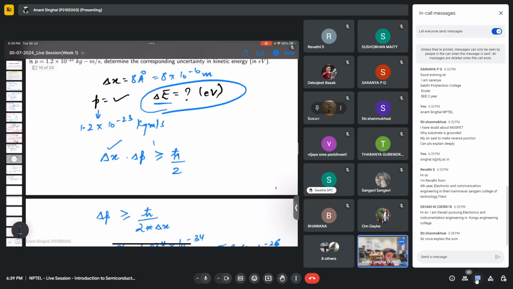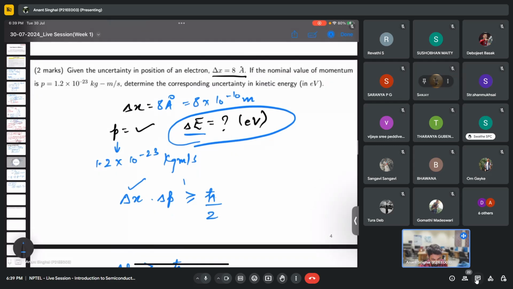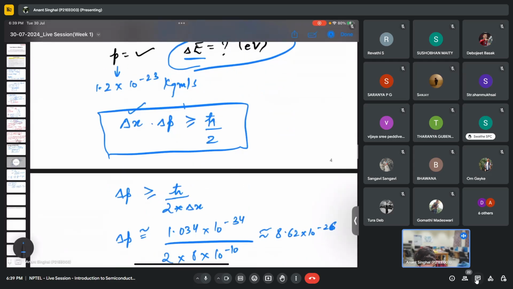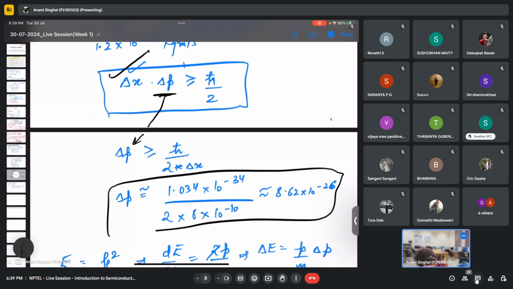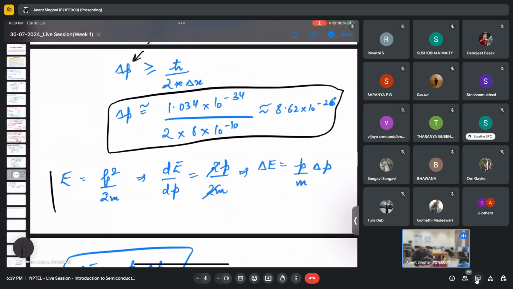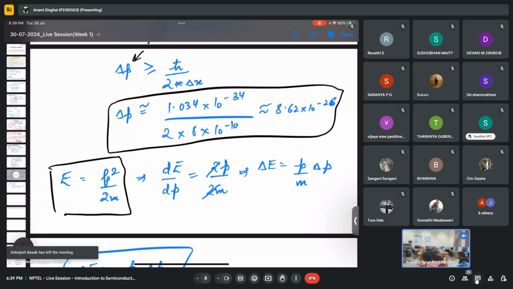Got a query once again. Which sum? Okay, so I'll go through it again. So we all know that the Heisenberg uncertainty principle states this. We already know the uncertainty in position. From here, we have calculated the uncertainty in momentum, for which we have got a certain value. And we know that the energy of any particle is given by momentum square by 2m. Then what I have done is differentiate both sides to calculate the uncertainty in energy.